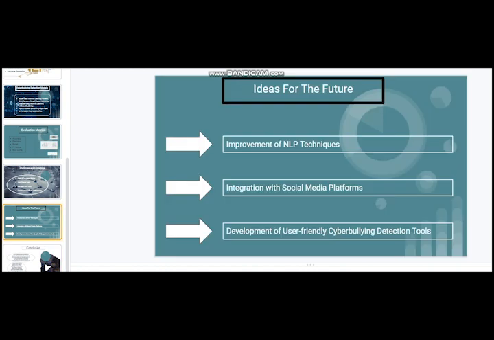So the first idea can be improvement of NLP techniques. There is a need to continue improving NLP techniques to better detect and understand cyberbullying behavior. This includes developing more advanced algorithms, leveraging deep learning approaches, and incorporating new sources of data such as images and videos.